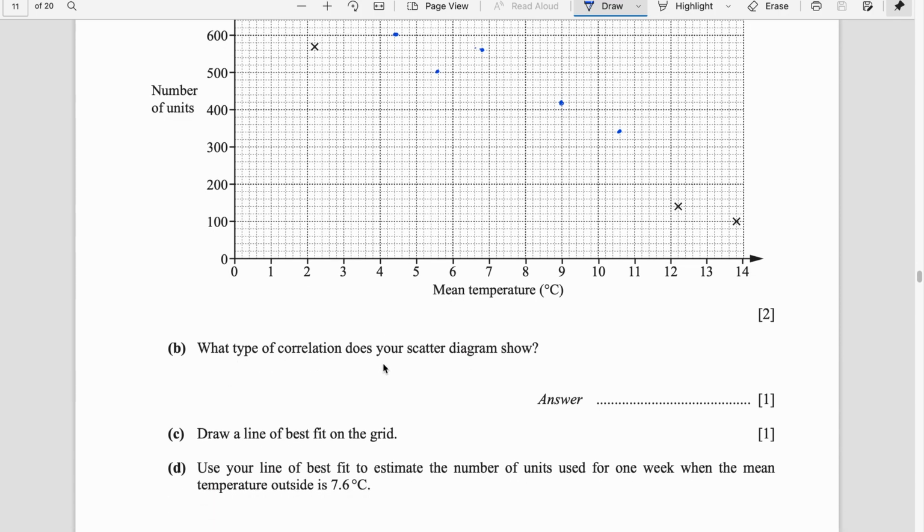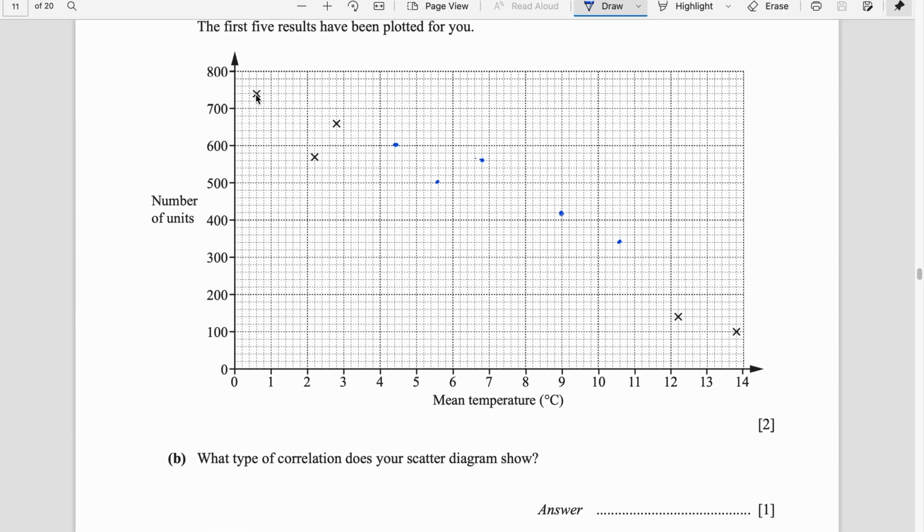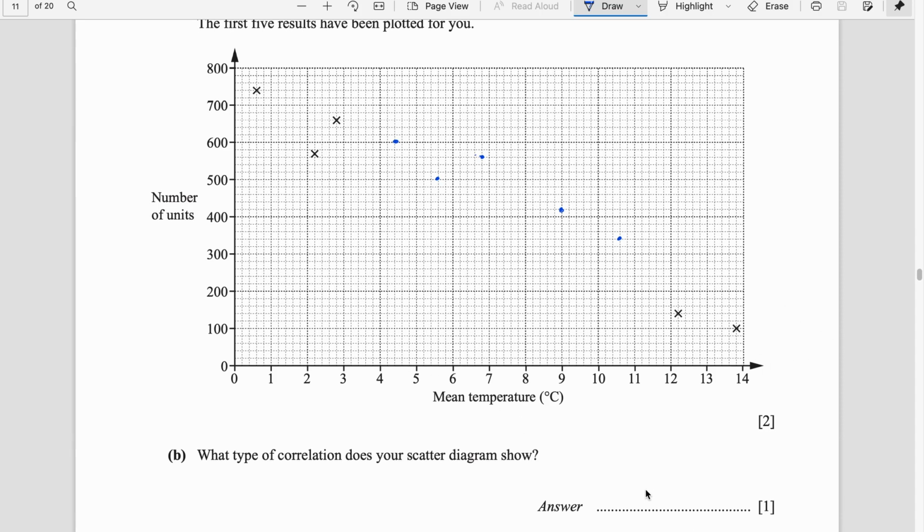What type of correlation does your scatter diagram show? So we can clearly see that moving right, one side is increasing, the other is decreasing. So it is a negative relation.